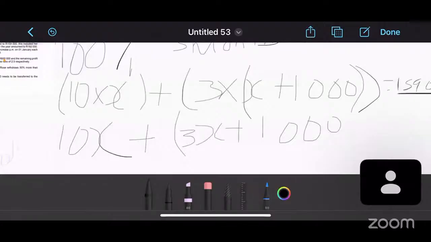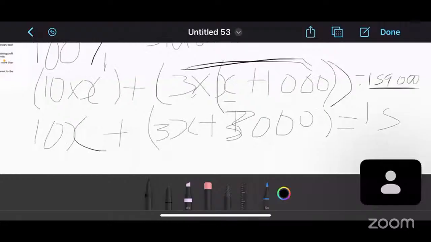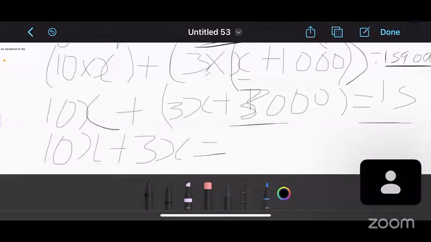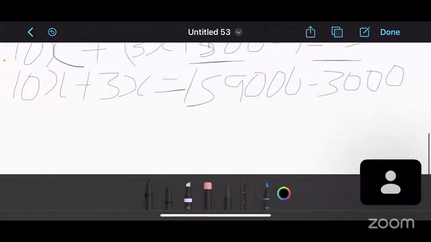I put this in brackets. So for 3 months, it's been x plus 1,000, so it's going to be 3x. And 3 multiplied by 1,000 is going to be 3,000. Sorry, I made a mistake. So 10x plus 3x plus 3,000 is equal to 159,000. Now we're going to take 3,000 to the other side. So 10x plus 3x is equal to 159,000 minus 3,000. What is 159,000 minus 3,000?